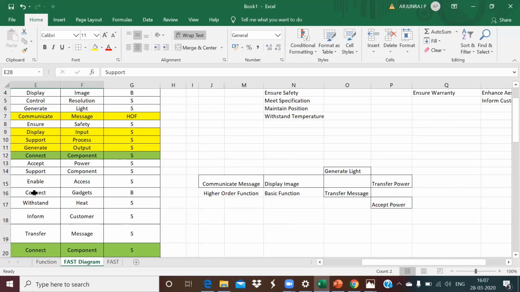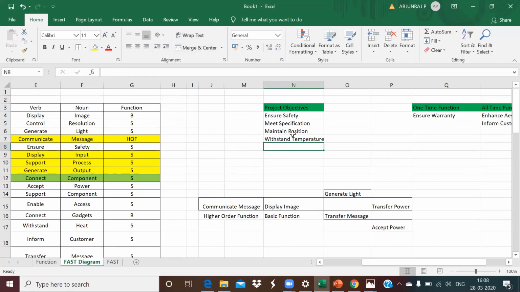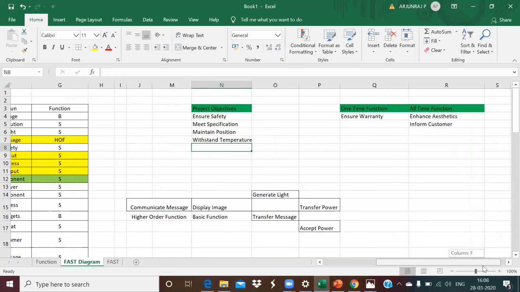So connecting the gadgets, can it be a part of the project objective? Because the customer is going to pay money. If it is in the lower order function, the customer is not going to pay money, or the company is not going to invest money for that. For communicating message, the company is not going to pay money, and the customer is also not paying for it. But even for connecting objects or connecting gadgets, USB or whatever it is, can it be the project objective or can it be a lower function?